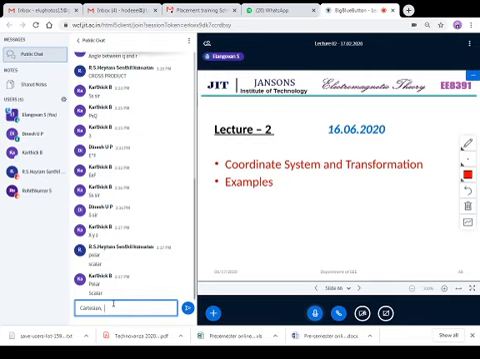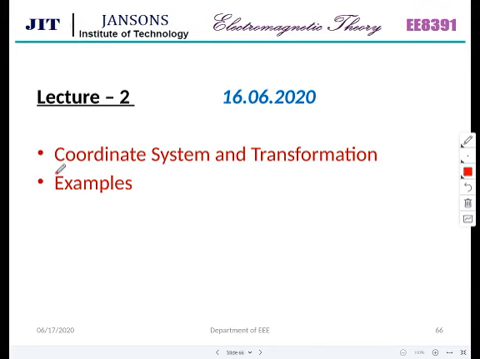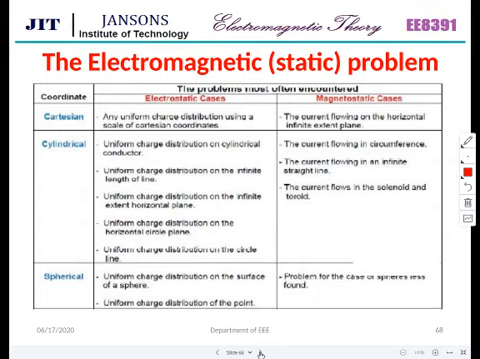So, Cartesian coordinate system, cylindrical coordinate system, and spherical coordinate system. Right? So, these three are the coordinate systems. Please don't forget this. We'll see. So, this is a slide which shows you, it should be in the summary.